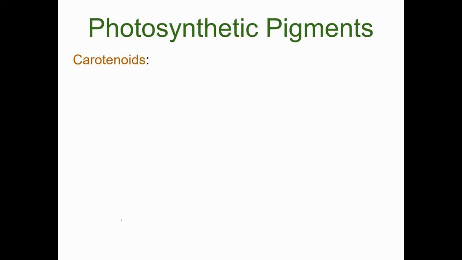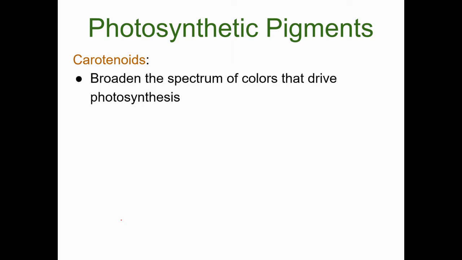Okay, so there are also the carotenoids. There are multiple in here, but I think of carrots, because they're orangish, right? They broaden the spectrum of colors that drive photosynthesis. So we have a variety of pigments just to increase the absorption spectrum. This is a yellow-orange pigment. Again, think carrots are orange. So those are the colors that are reflected. It's going to absorb the different colors and reflect others.